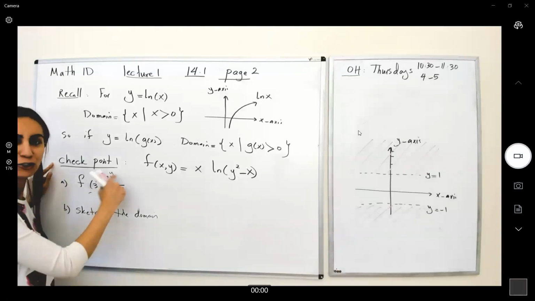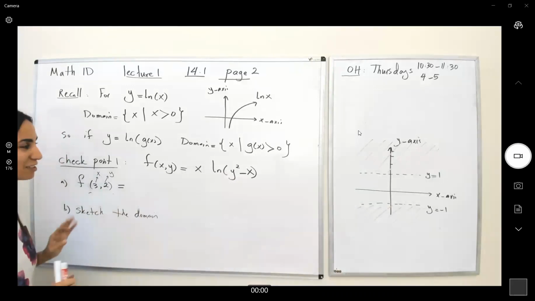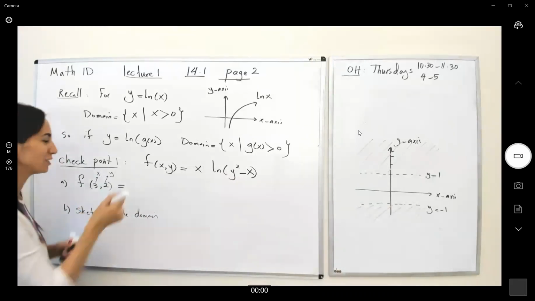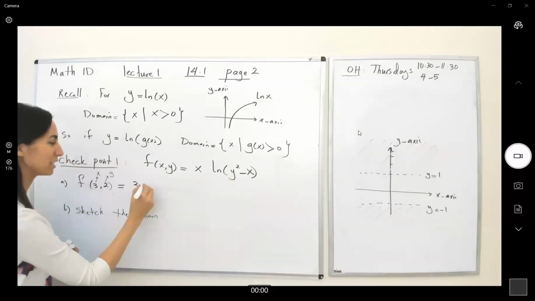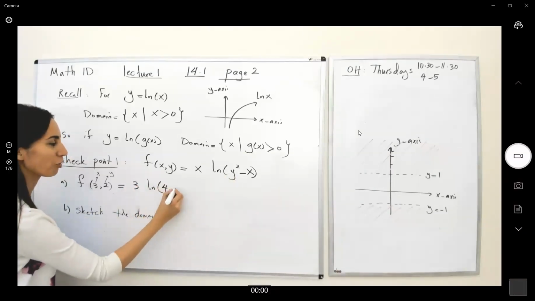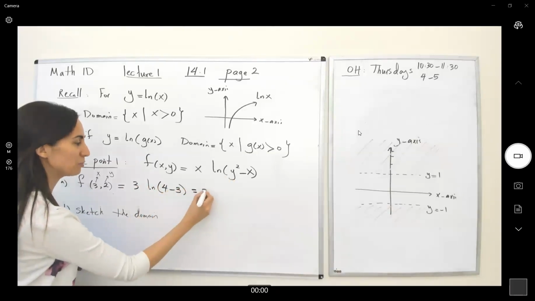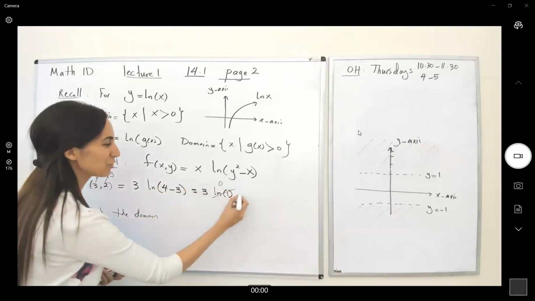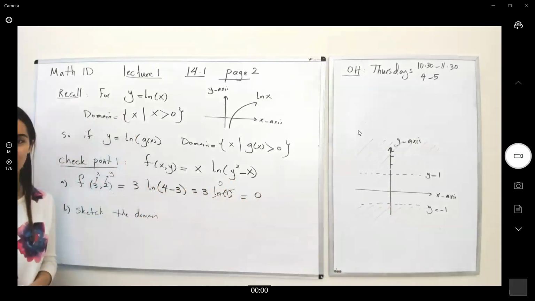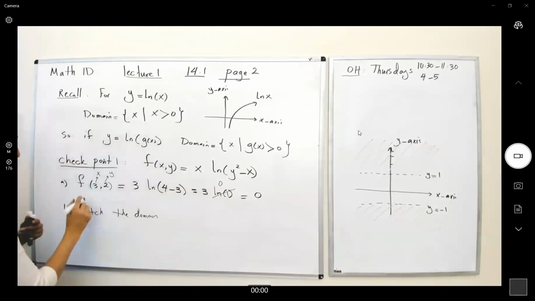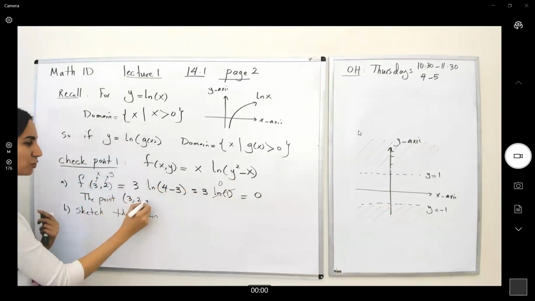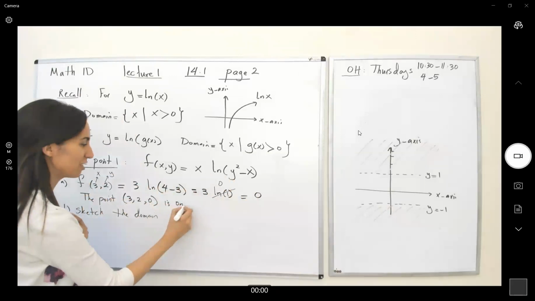So in the notes, checkpoint 1 actually has x. That was a good review. Okay, so x is 3 and y is 2. Ln of 4 minus 3, you get 3 times ln of 1. Ln of 1 is equal to 0. 3 times 0 is 0. So what we know about this function is the point 3, 2, and 0 is on the graph.